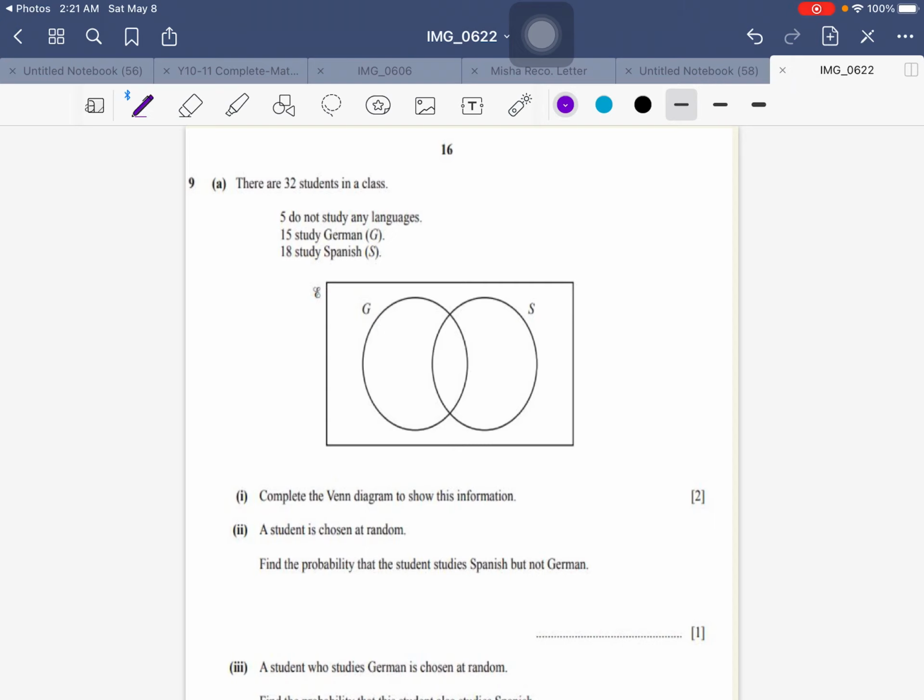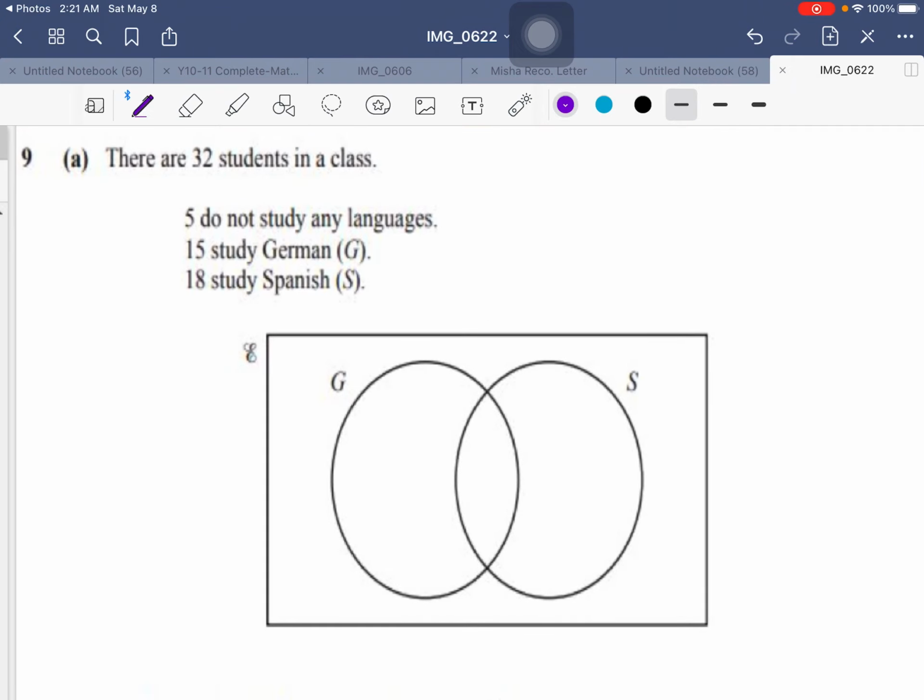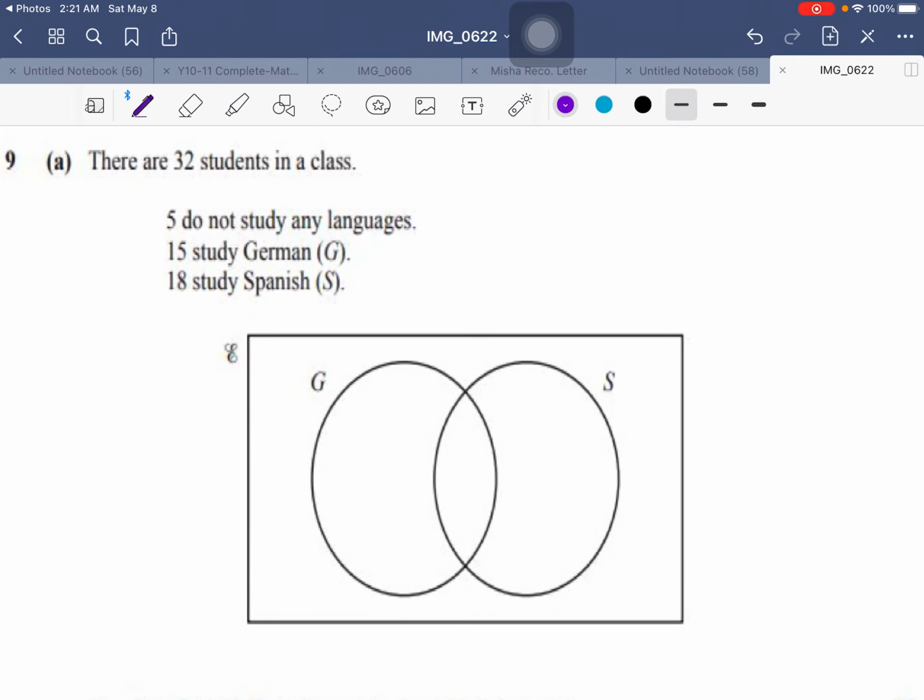So let's read this question first of all. There are 32 students in a class. 5 do not study any languages. 15 students study German language. 18 study Spanish language. So 5 students don't study any language means 5 should be out of these circles with German and Spanish. It's outside, but inside universal set xi.